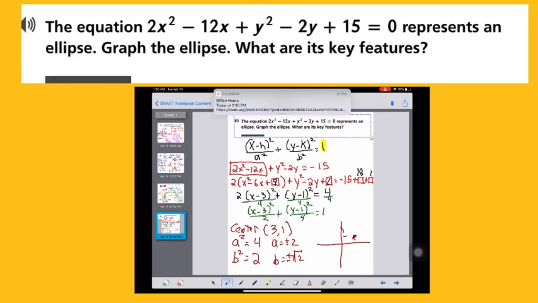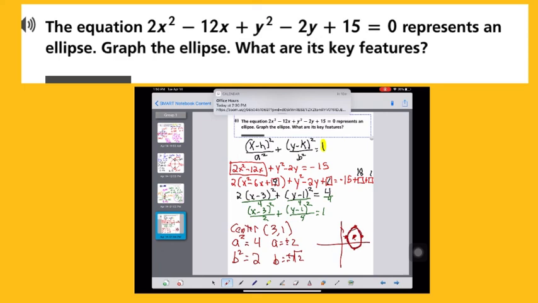Now we've got to figure out which way this is going. Is it tall and skinny or short and fat? Well, it's going to be tall and skinny because of where that 4 is at. The 4 is underneath the y. So that's going to go up 2 and down 2, and it's going to go the square root of 2 this way and the square root of 2 this way. It's going to look something like that.